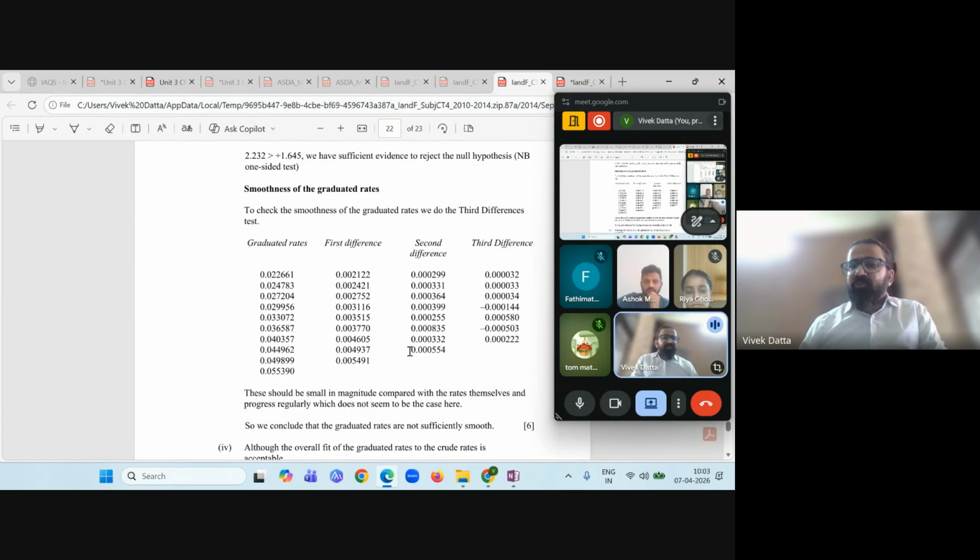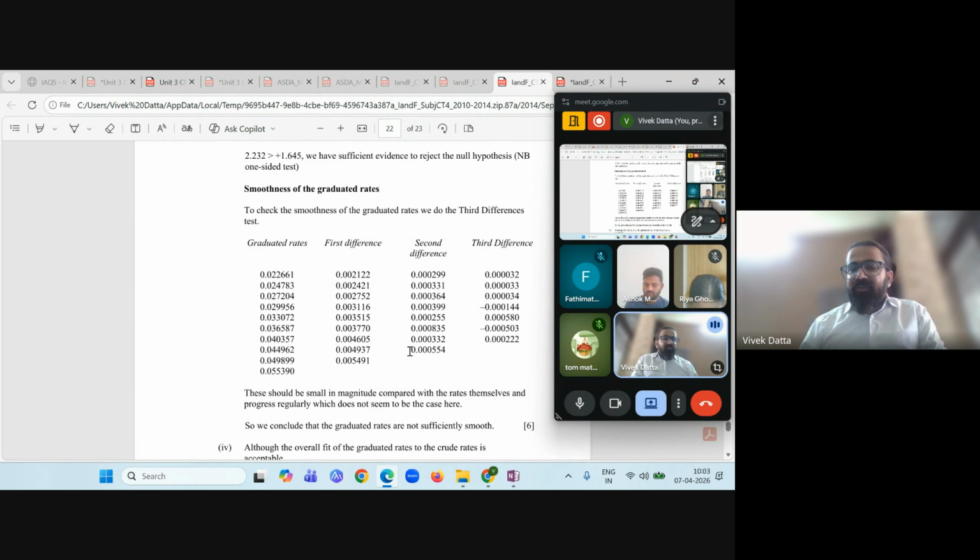So not only is that a huge jump, and then from 580 again you're going to minus 0.05. So it's a bigger jump, right? All values are lower compared to the graduated rates. However, given that there is some issue that causes irregularity, hence it is not smooth. So let's hear what they say. Now these should be small in magnitude compared with the rates themselves and progress regularly, which does not seem to be the case here. So we conclude that the graduated rates are not sufficiently smooth.